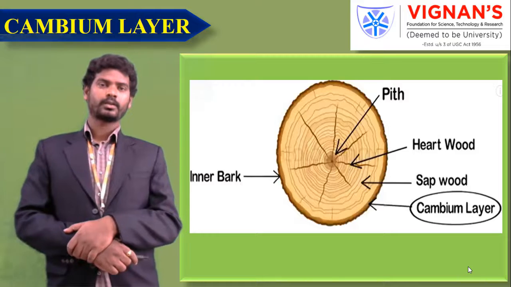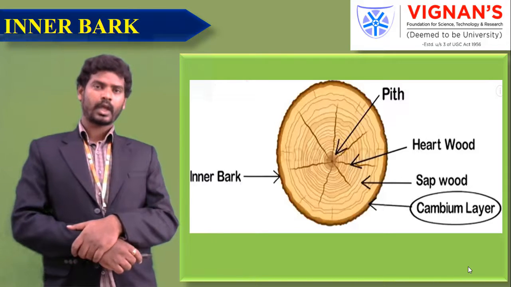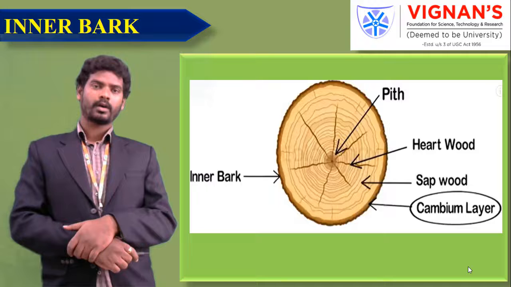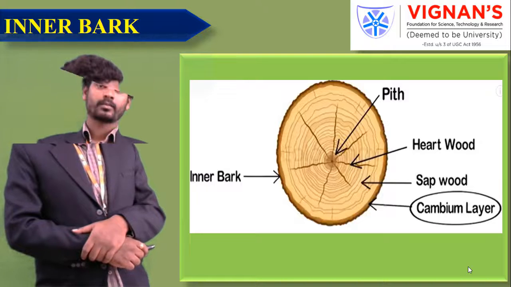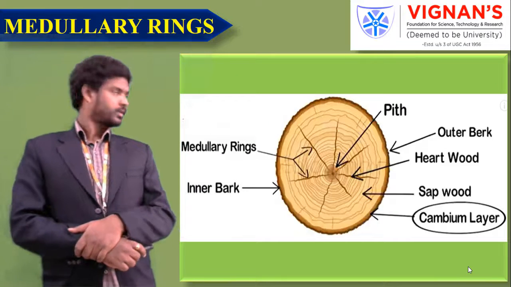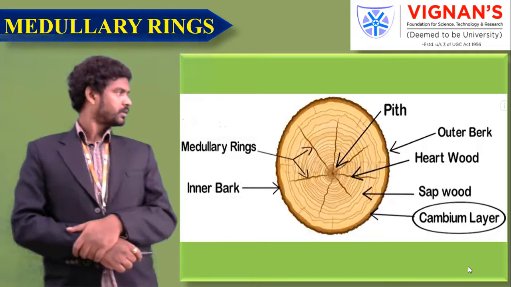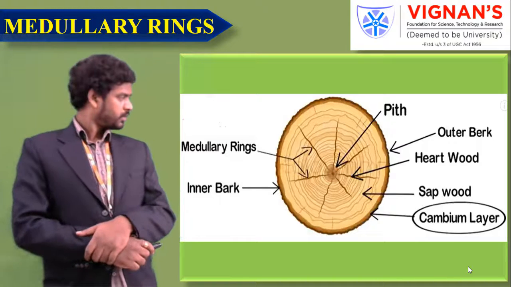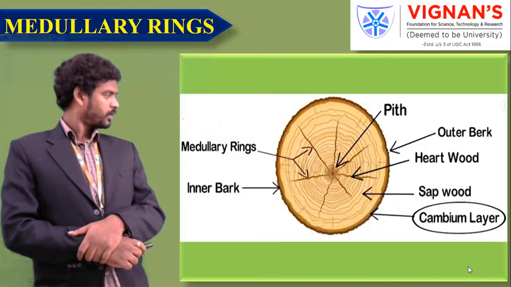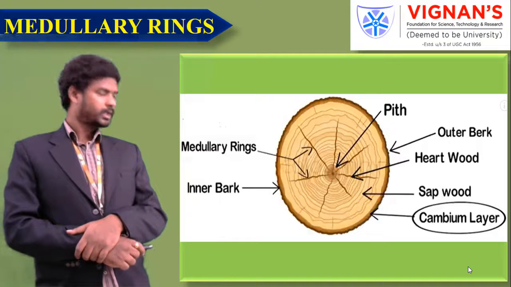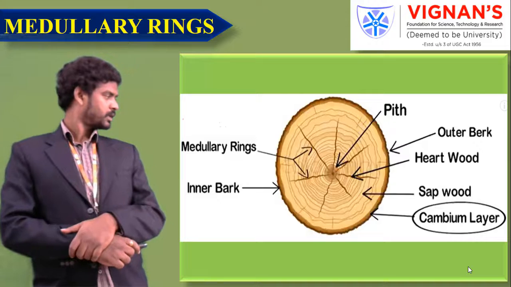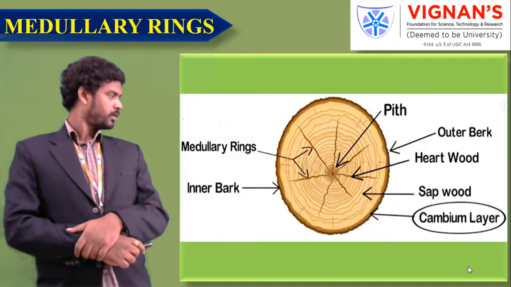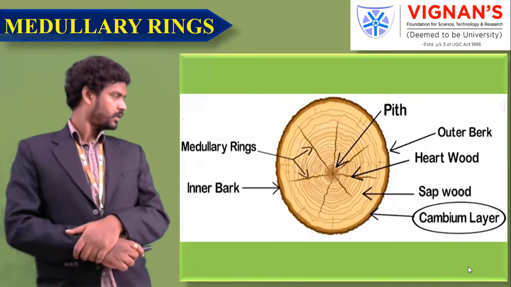Next one, inner bark. The layer or skin covering the cambium layer is known as inner bark. It is a portion of the cambium layer. Next one is medullary rays. The thin radial fibers extending from pith to cambium layer are known as medullary rays. The function of these rays is to hold together the annual rings, hardwood and sapwood.